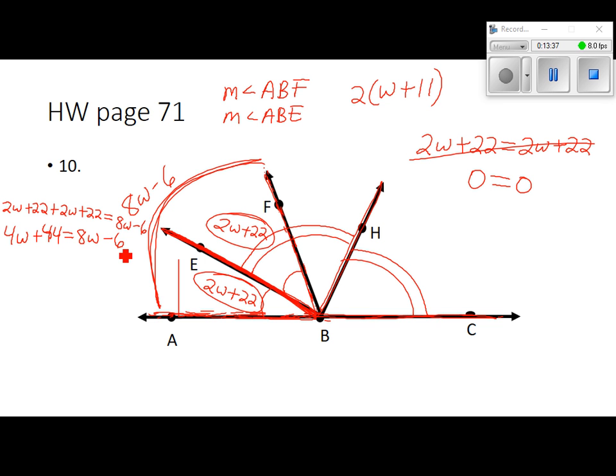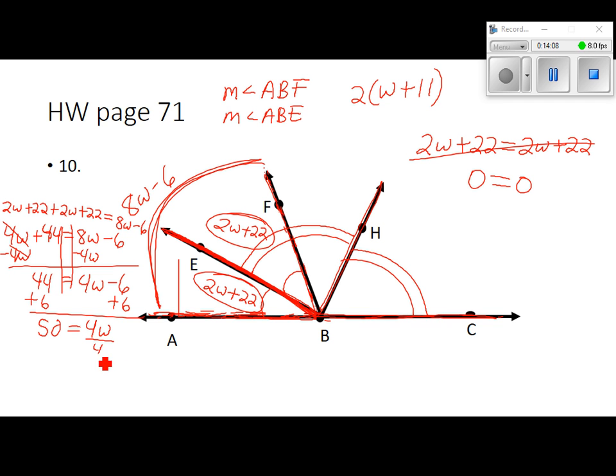Once I have this equation here, I collected like terms, what do I do next? Subtract 4W. Those cancel out. What's left on the left-hand side? 41. What's on the right-hand side? 4W minus 6. Now what? Plus 6. 50 equals 4W, then what? Divided by 4. 12.5.